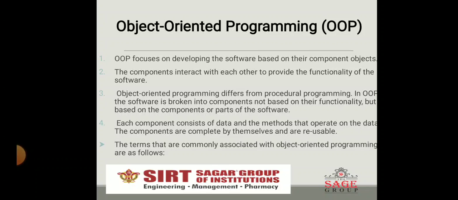So OOP follows the bottom up approach, and procedure oriented programming follows the top down approach. Data structures characterize the objects, and most of the functions share global data. So in OOP, programs are decomposed into objects. In POP, the large programs are decomposed into functions. So in object oriented programming language, we use objects. In procedure oriented programming language, we use functions. So the object oriented programming differs from the procedure oriented programming language.